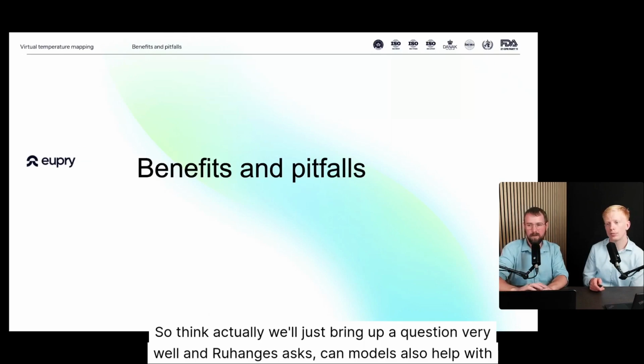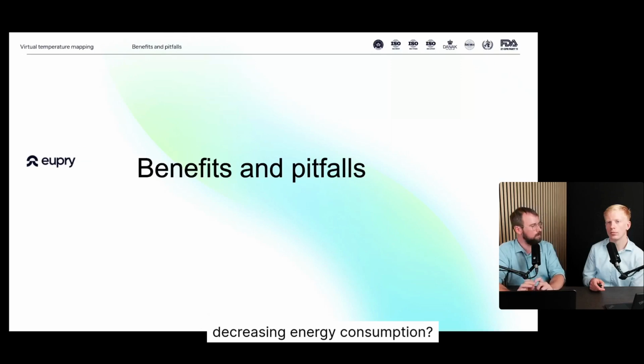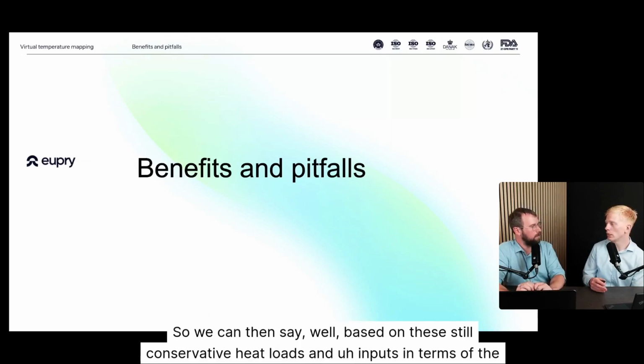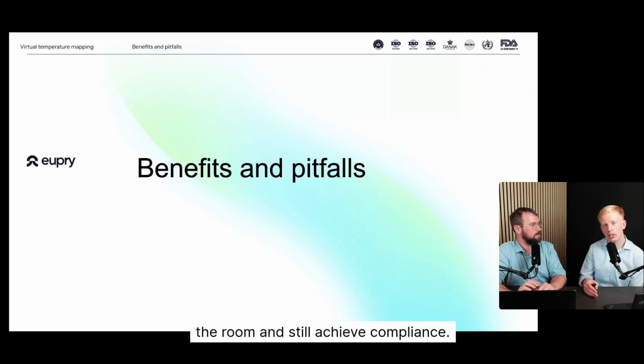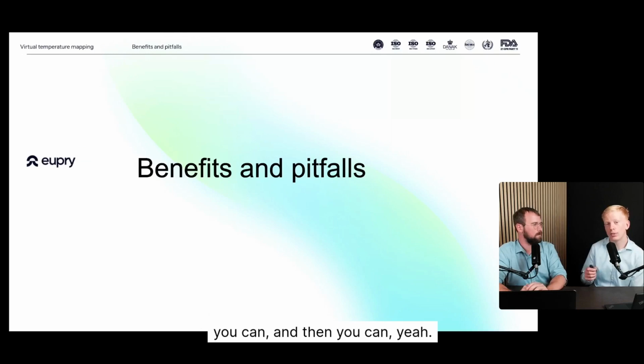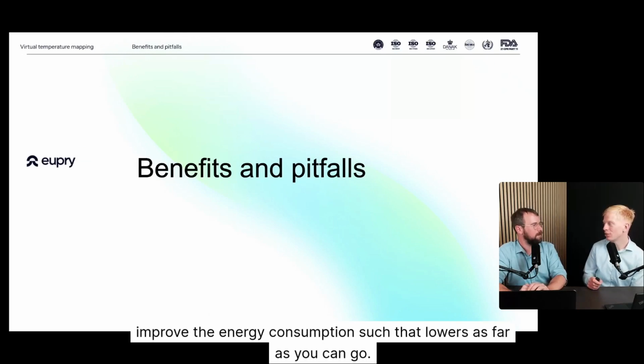I'll just bring up a question. Ruhangis asks, can models also help with decreasing energy consumption? Yeah, exactly. We can say, based on these still conservative heat loads and inputs in terms of the temperature outside the building, we can tune and identify what the lowest flow rate in the room can be and still achieve compliance. So you don't have the risk of non-compliance, and you can improve the energy consumption such that it lowers as far as you can go.